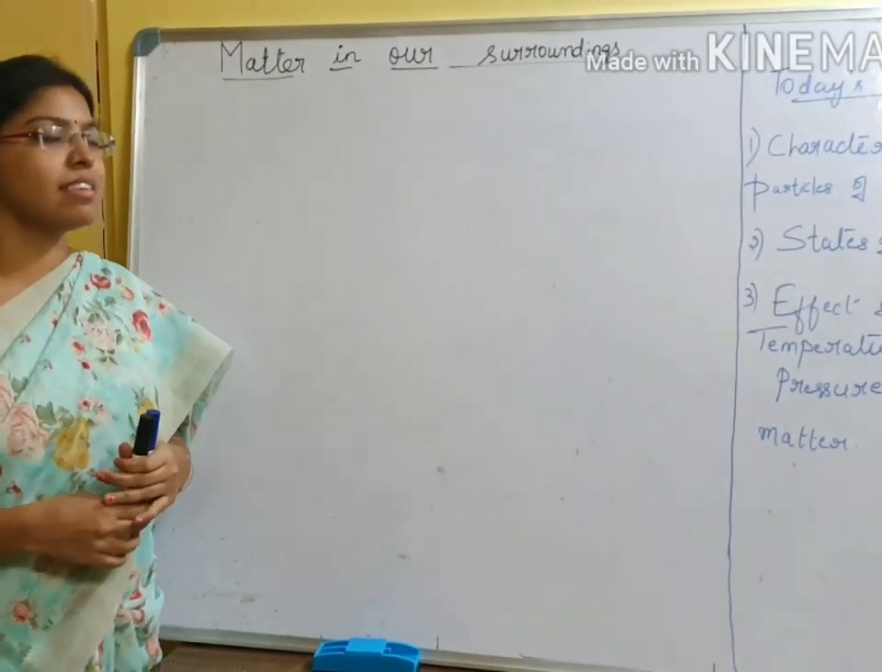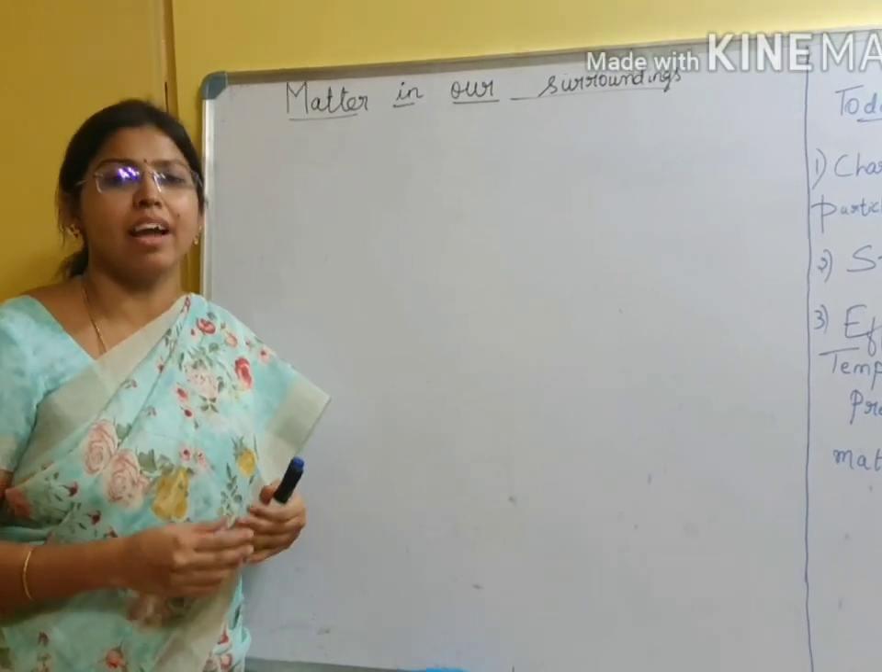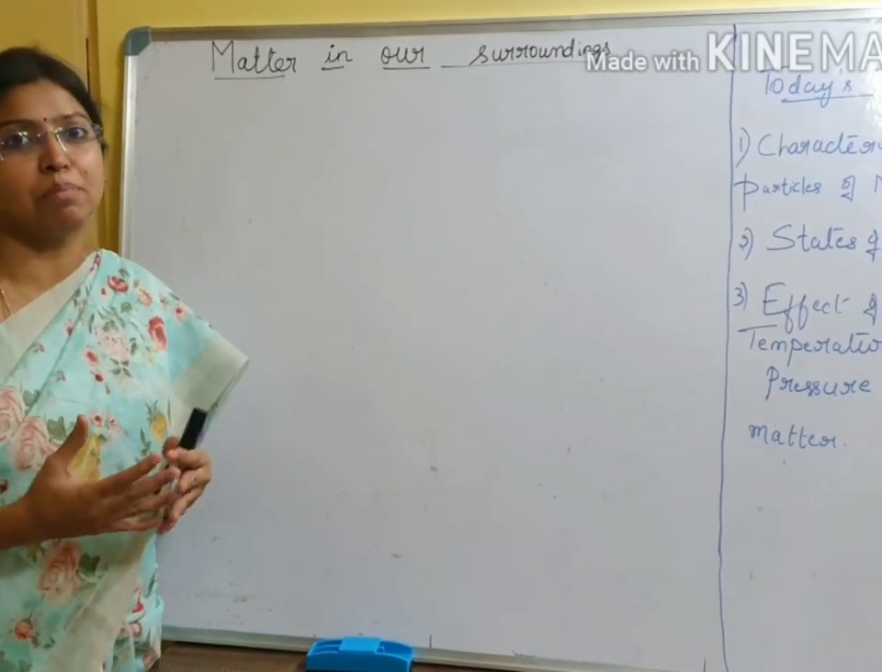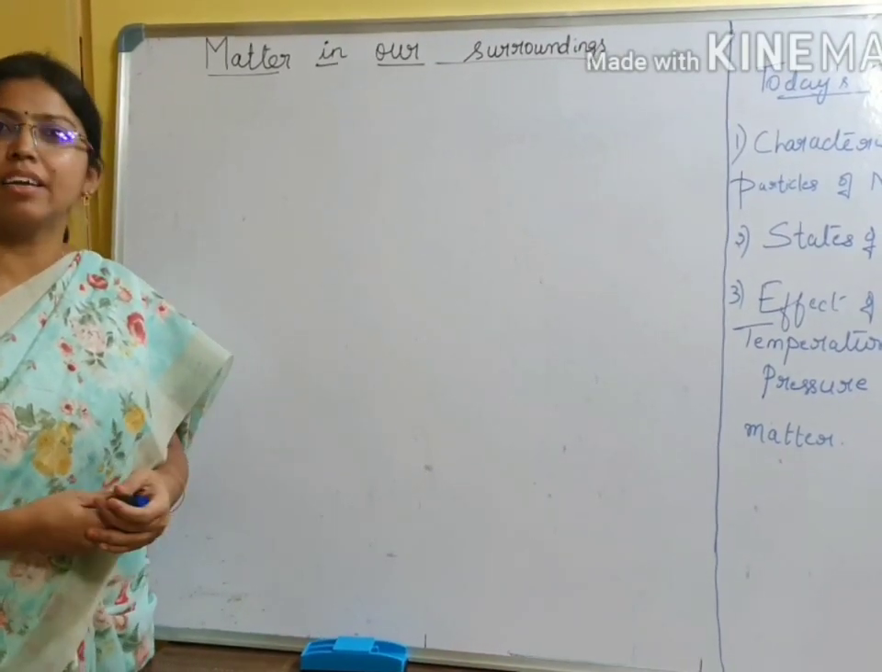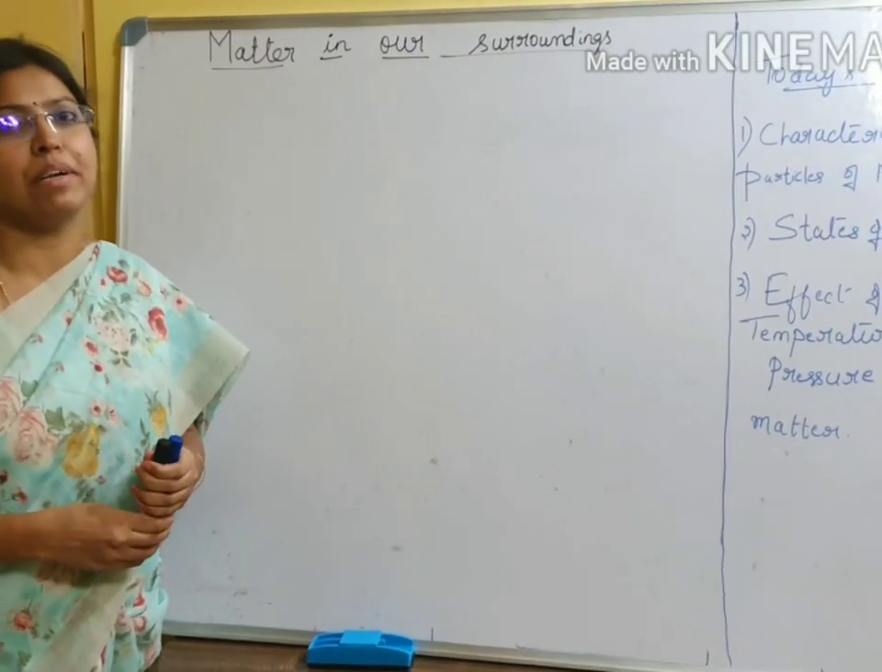When we say characteristics of matter, it can be studied in two different ways: chemical properties and physical properties. When we say chemical properties, what is it chemically composed of? That we will study in subsequent chapters. In this chapter, we will learn physical properties of matter.